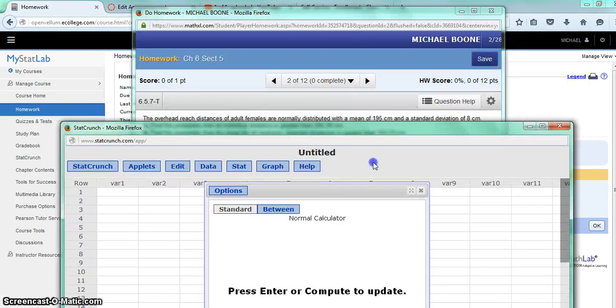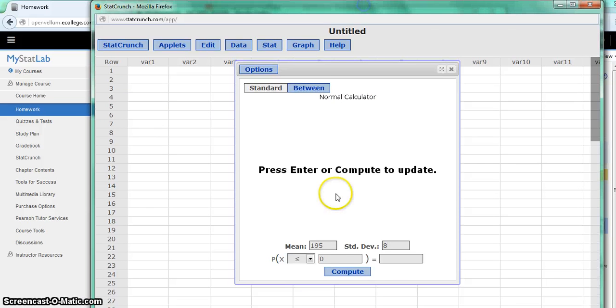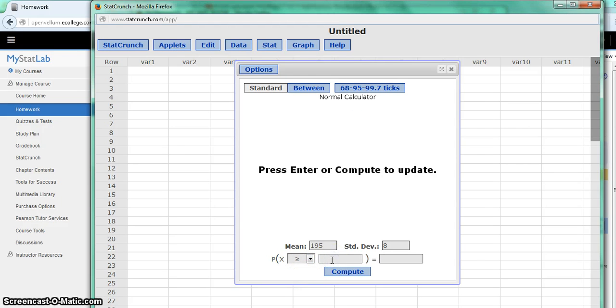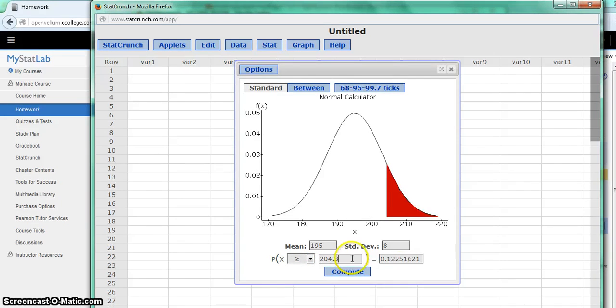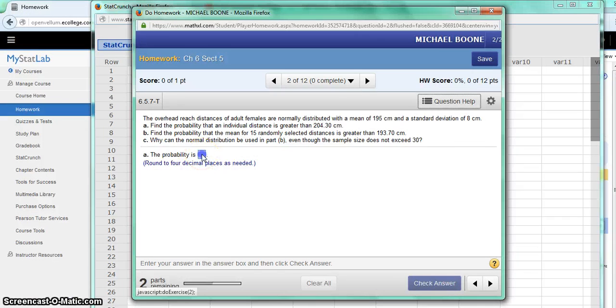And they were looking for the probability that an individual distance is greater than 204.3. So an individual, so that's one person, is greater than 204.3. So we get this value of 0.1225. So again, that's easy enough.